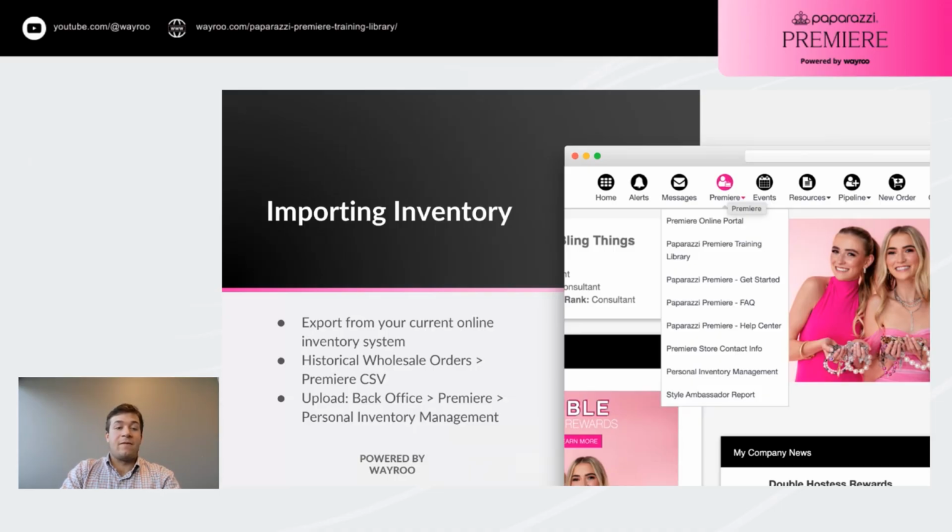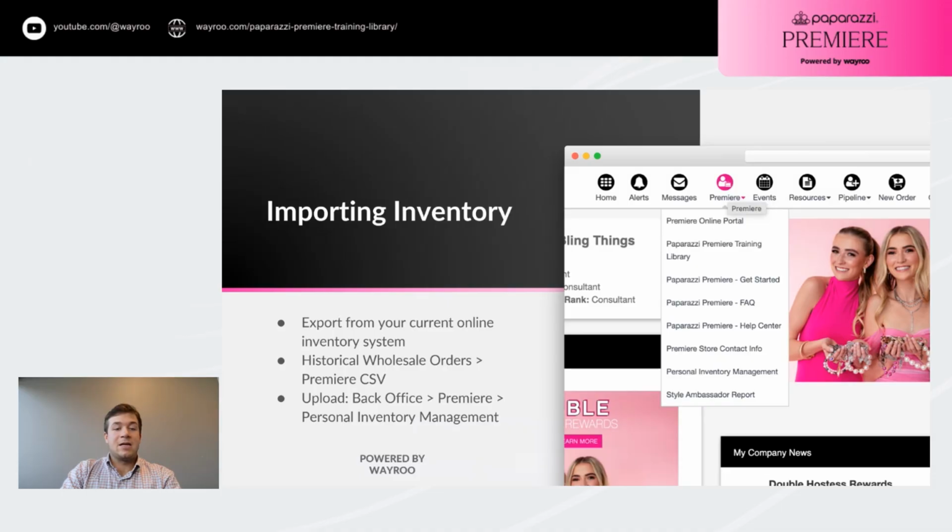The first would be if you wanted to clear all of the inventory out of your Premiere store, you could download your Premiere CSV. You could then remove all of the SKUs, all of the data from that spreadsheet basically, and then re-upload it into this. You would remove all of the quantity for those SKUs, save it, and then re-upload it into this personal inventory management portal. This would remove all of the items from your Premiere inventory.